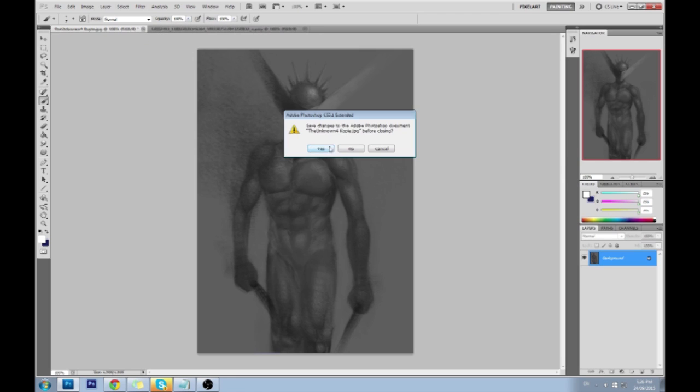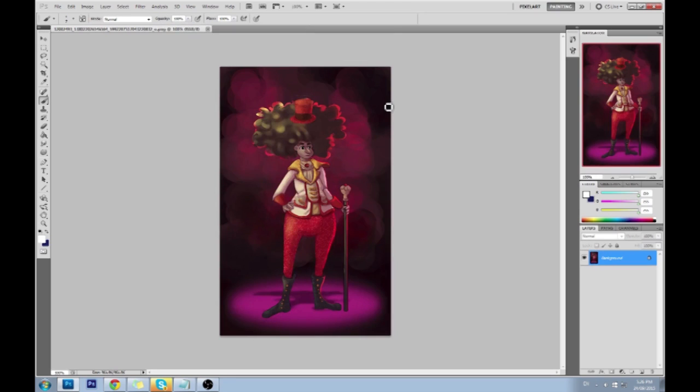Let me close this. Alright, so about this one. I'm just going to get the colors out of the way real quick because they are confused.